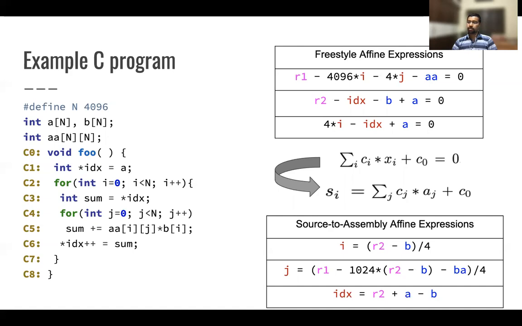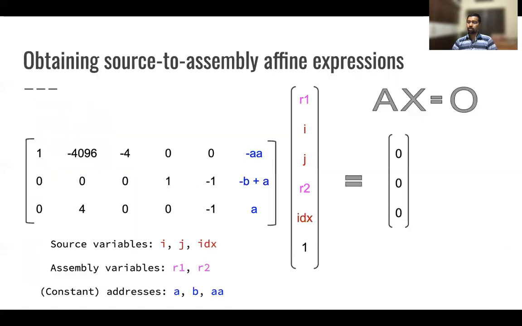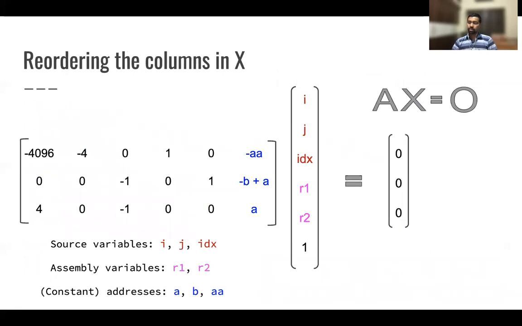We now describe a linear algebra technique that we use to arrive at such source to assembly expressions from the given freestyle expressions by the equivalence checker. We first convert the given freestyle expressions to a matrix form Ax equal to 0, as shown here in this slide. Matrix A represents the coefficients, while the matrix X represents all the variables present inside the freestyle expressions. We next reorder the rows of the variable matrix X such that all the source variables come to the top while all the assembly variables or registers go after them. To keep the matrix equation consistent, we also need to reorder the corresponding columns in the coefficient matrix A. The matrix equation Ax equal to 0 after this reordering is shown here.